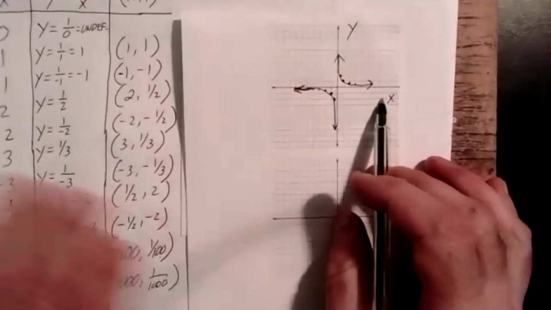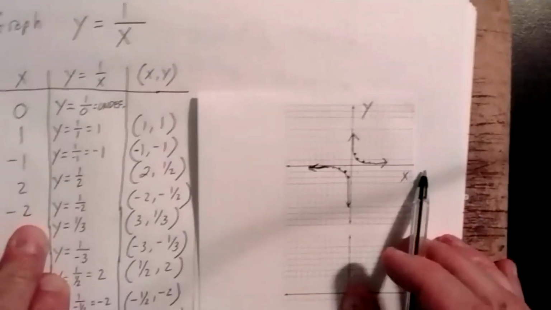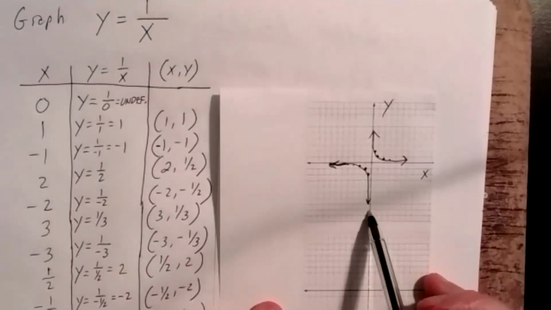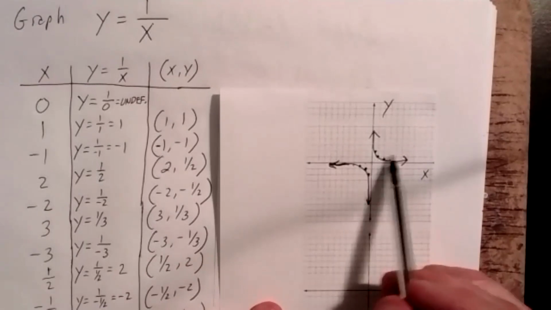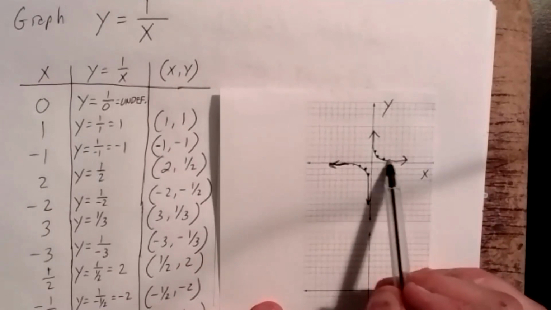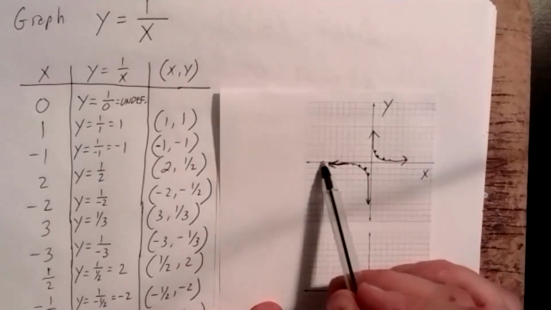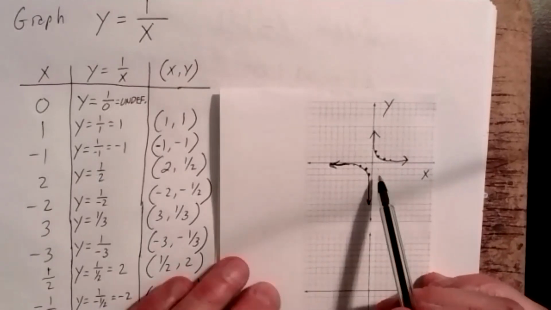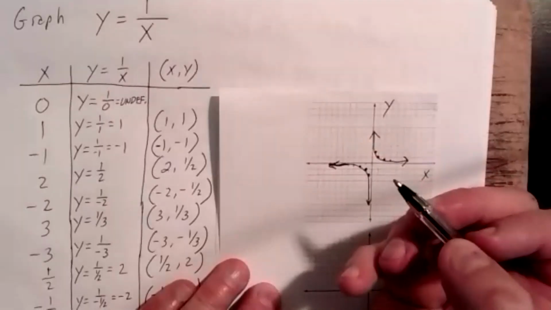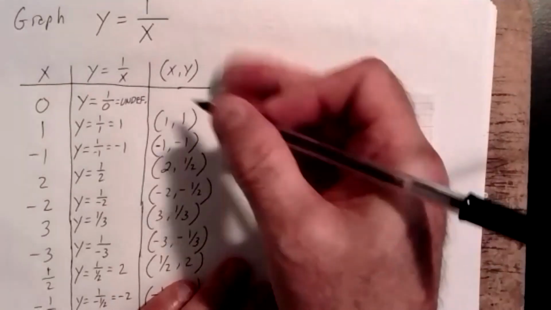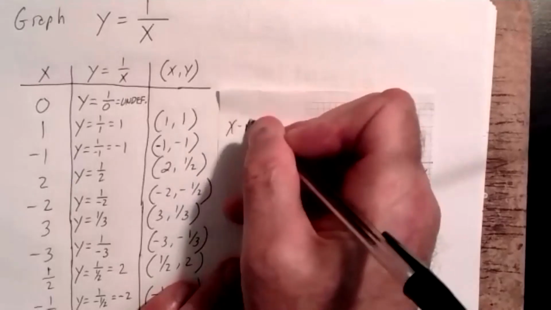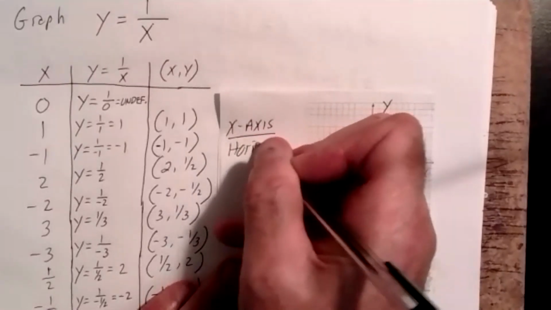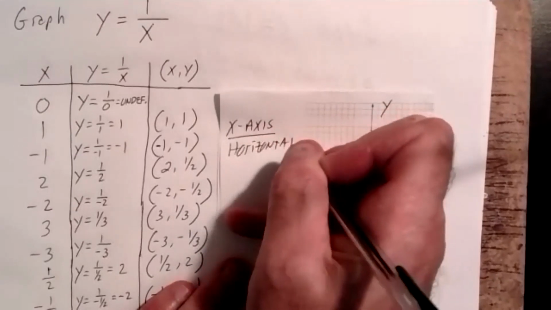So this is what the graph of that equation would look like. y equals 1 over x. Notice the graph gets very close to the y-axis, but will never touch or cross the y-axis. And the graph gets very close to the x-axis, but will never touch or cross the x-axis. For that reason, we say that the x-axis is a horizontal asymptote for this graph. It's a horizontal asymptote.